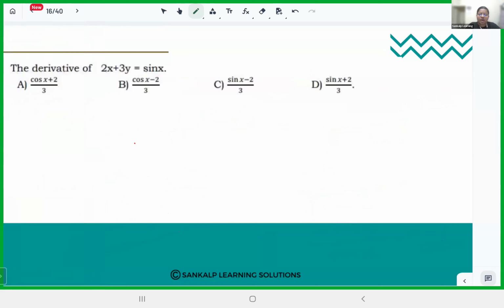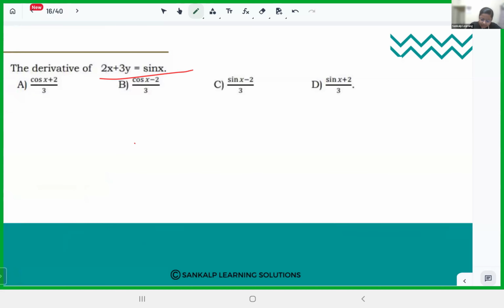Now, the next question is to find the derivative of 2x plus 3y equal to sin x. So, can you identify which type of differentiation we have to use here? Yes, it is nothing but implicit differentiation.